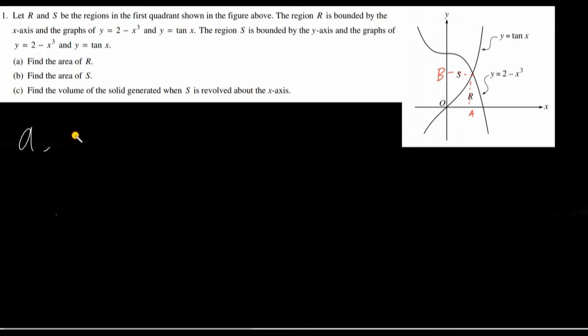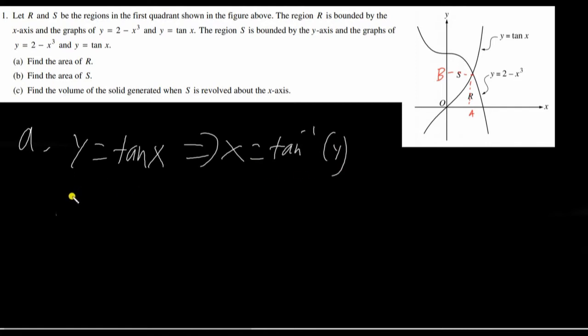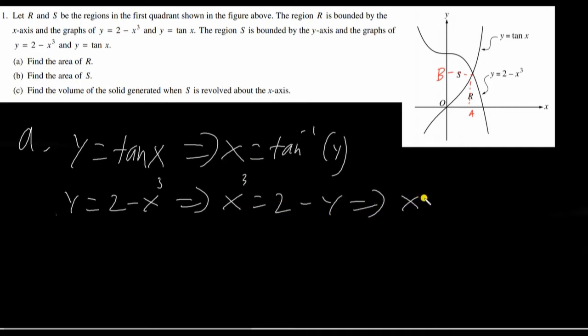When we have y is equal to tangent of x, if we solve that for x, that's going to give us that x is the inverse tangent of y. And then when we have y is 2 minus x cubed, I can add x cubed to both sides and subtract y from both sides. I'll get x cubed is 2 minus y, and then x is 2 minus y to the 1/3 power. Okay, and now that we got those two equations set, we can start with finding the actual area.